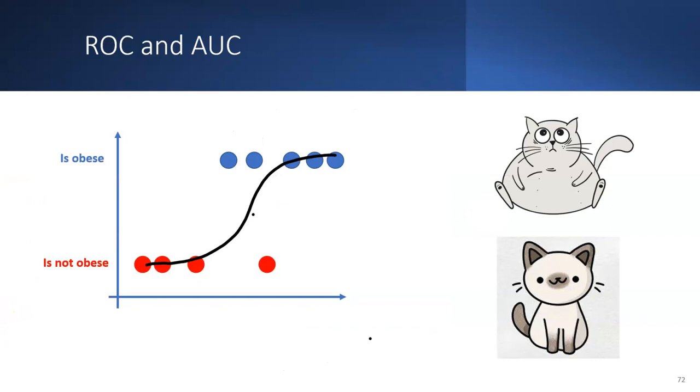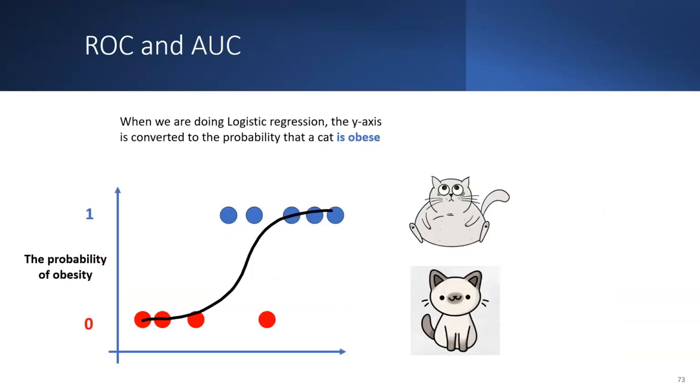Moving to the next slide, there is a question of whether the cat is obese or not obese, and we will see it with respect to ROC and AUC. As I told you, ROC is with probability. The probability is from 0 to 1. When we are doing logistic regression, the y-axis is converted to the probability that the cat is obese. The blue one means the cat is obese, and 0 is not obese.